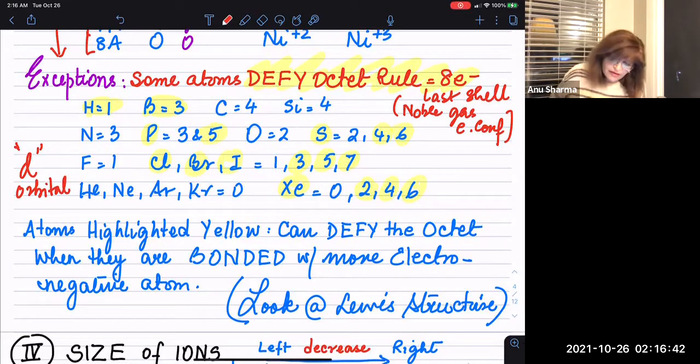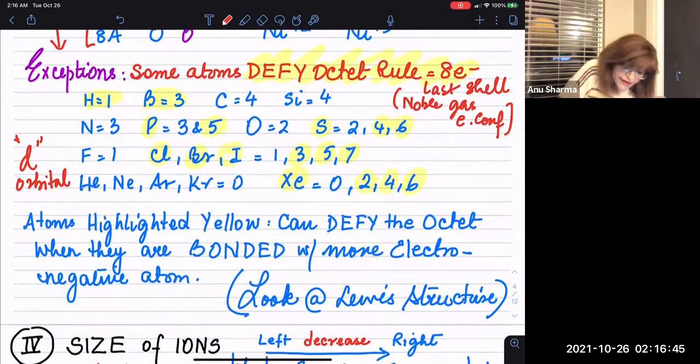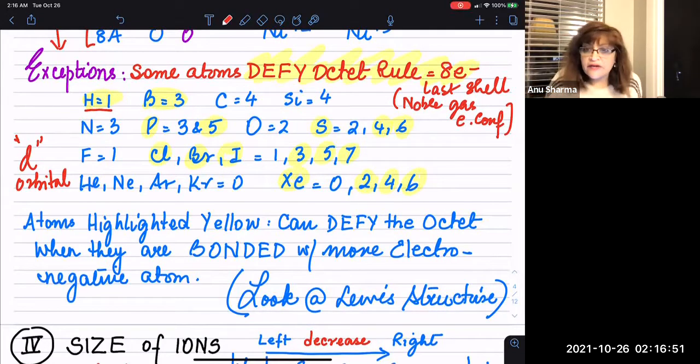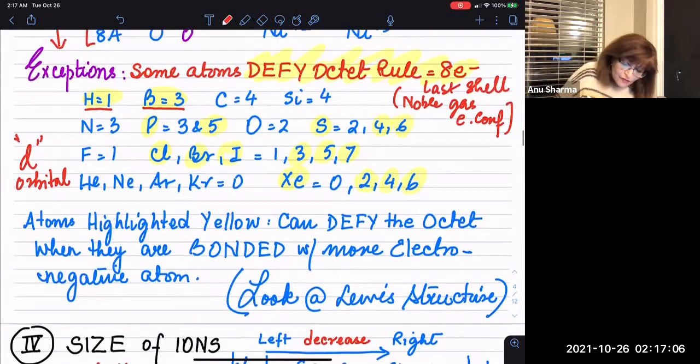So which ones are defying the octet? Hydrogen obviously does not have anything to do with the d orbitals. It only needs 1 more electron. So it doesn't need 8 electrons, it's a small atom. Similarly, boron is a very small atom, because in order to have 8 electrons, you need to have that much capacity in the nucleus also.